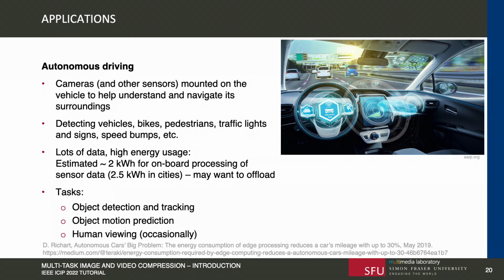So one strategy to saving energy usage would be to offload some of this computation to an edge server where that's feasible. And this would involve communicating this sensory data, ideally in compressed form, to such an edge server. The core tasks in this case include object detection and tracking, object motion prediction, as well as human viewing occasionally in case of the need to review accidents and other events of interest.